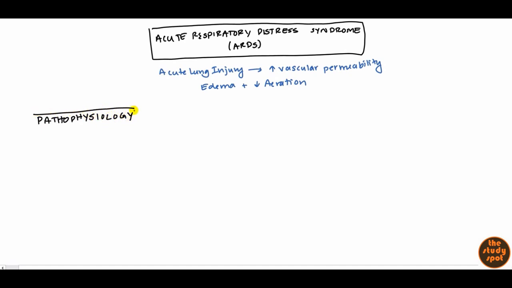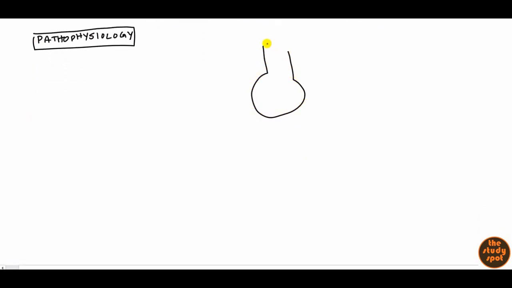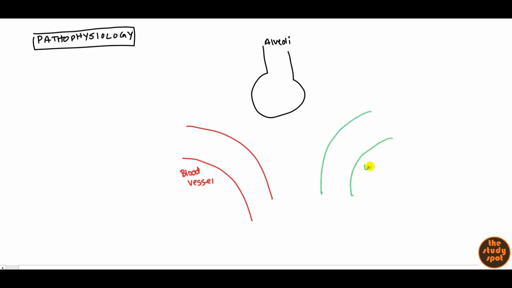And so when looking at the pathophysiology, it's important to make a quick diagram. Here is the actual alveolus, where the air actually goes through. And then on the left here, this is going to be a blood vessel that I'm drawing. And on the opposite side, we're going to draw the lymphatics. And so all three of these play a role in acute respiratory distress syndrome.